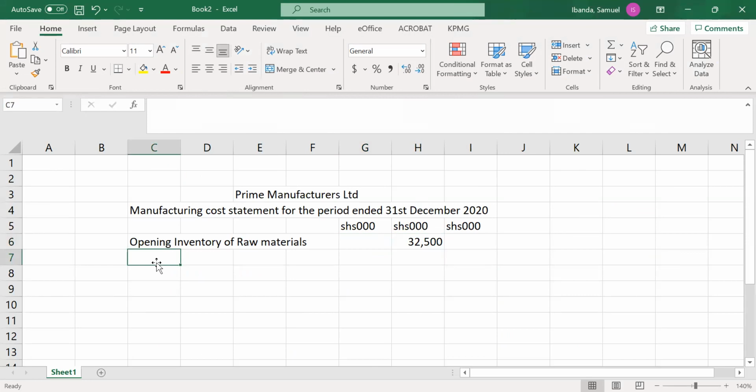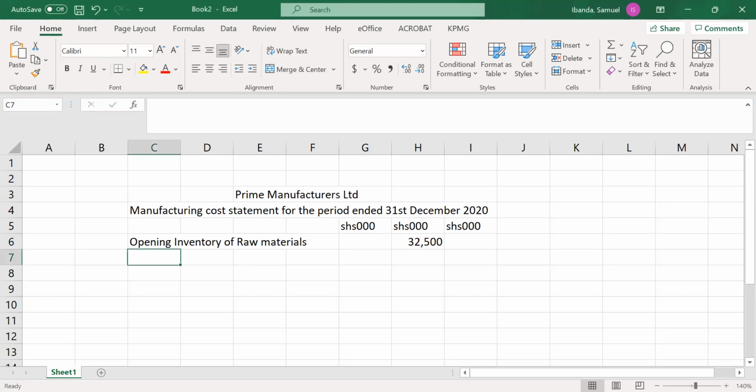So after I've recorded my opening inventory of raw materials, now just like the way we do when doing a normal P&L, profit and loss, if you want to determine, when we are looking at raw materials, we look at opening inventory of raw material, then we look at the purchases, and then we subtract definitely closing stock of raw materials. If we are to determine what is basically the cost of our raw materials, okay?